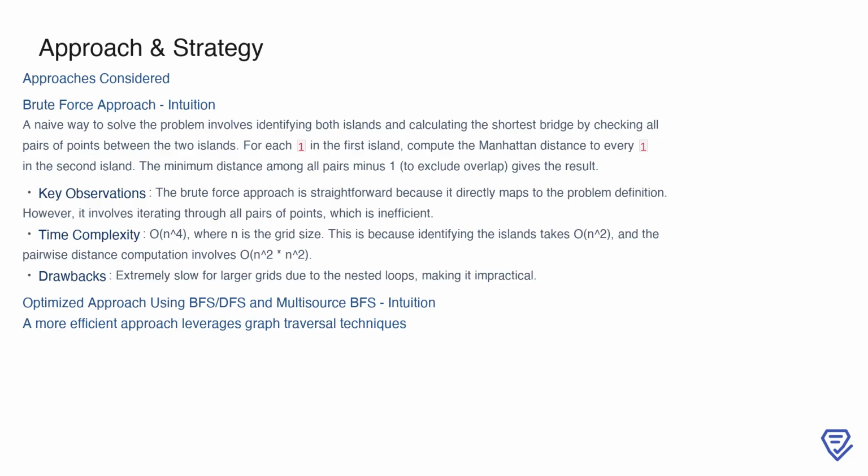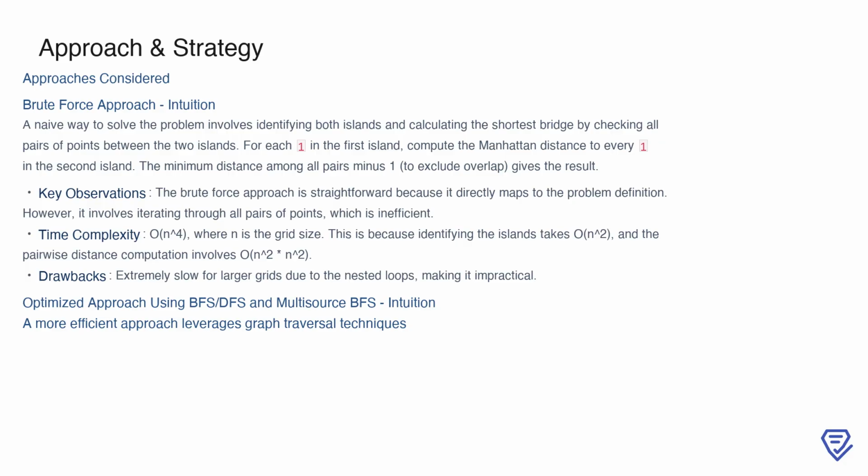The idea is to identify both islands on the grid and calculate the Manhattan distance between all pairs of points, one from each island. For every cell with a value of 1 in the first island, we compute the distance to every cell with a value of 1 in the second island. The shortest bridge is determined by finding the minimum distance among all pairs and subtracting 1 to exclude overlapping cells.